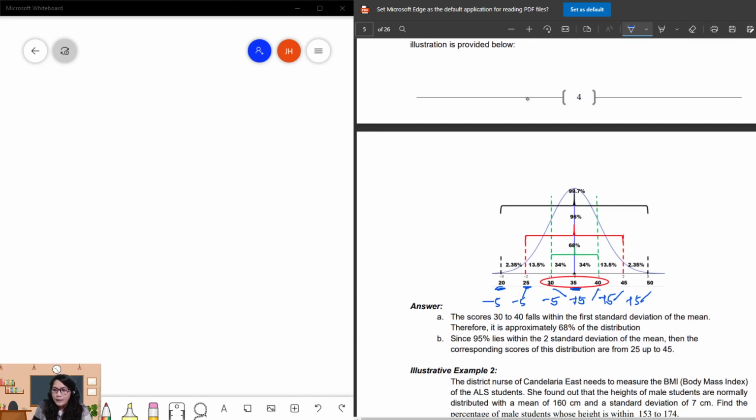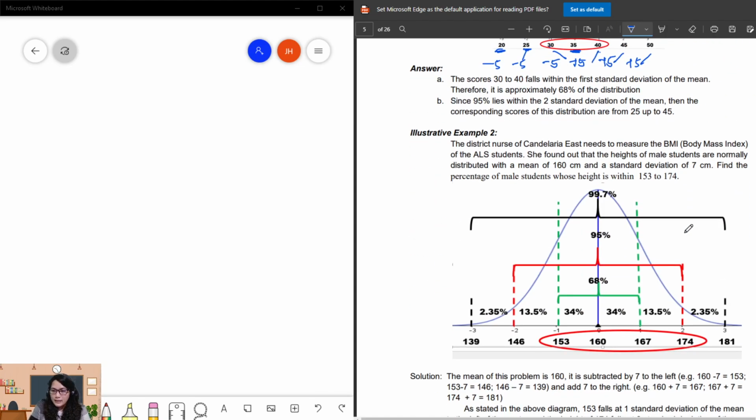Ma'am, what if your mean is 20 and your standard deviation is 3? So your mean here is 20. Then you add 3, that is 23. Then you add again, that is 26. On the other side, you subtract 3, that is 17. You subtract 3 again, that is 14. And you subtract 3 again, that is 11. So that is how you're going to do it, alright? Okay, next.